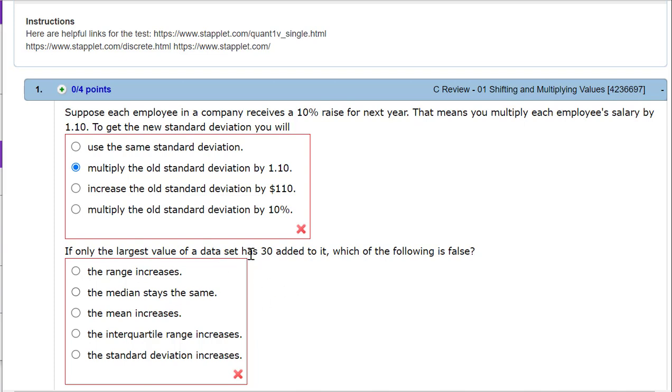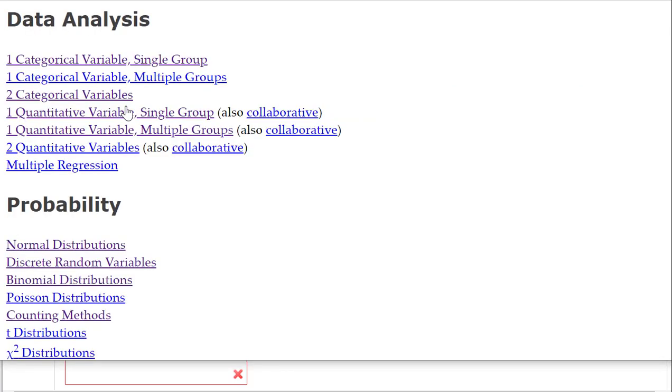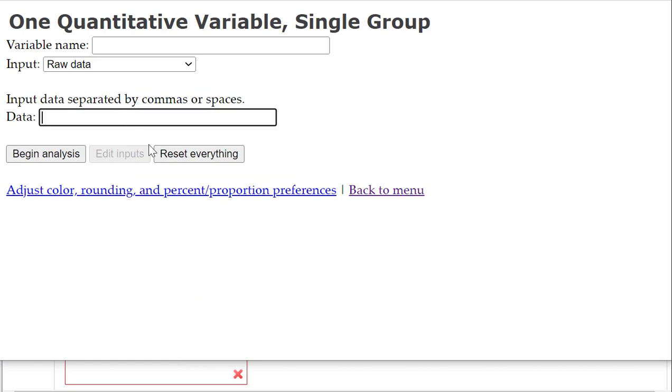If only the largest value of a data set has 30 added to it, which of the following is false? So maybe the easiest way to look at that, let me go ahead and do one quantitative variable. And we'll just add some data points here. We'll pretend they're quiz grades or something like that, right? Because you guys are used to grade data. And 90, 70, 80, 70. We'll pretend this is the data, right?